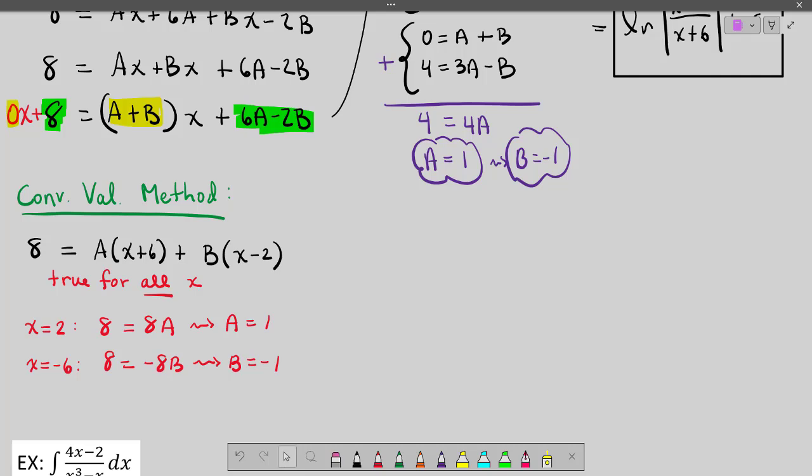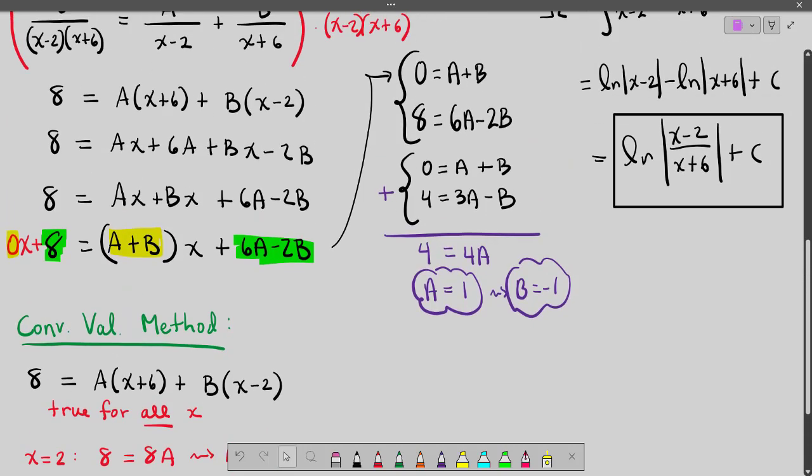But sometimes you'll have quadratics that you can't factor unless you use complex numbers, like x squared plus 1. That's an irreducible quadratic. It doesn't have any real zeros. So we are going to see that the convenient value method is less convenient if we end up with denominators that are squares. But if they're all linears, this method is the bomb. Super fast.